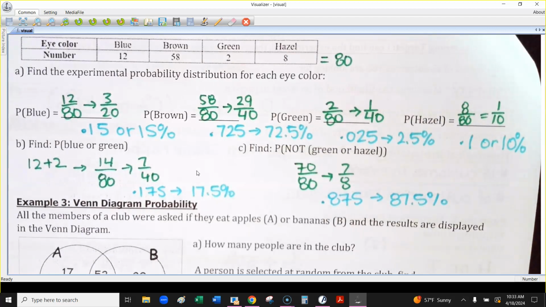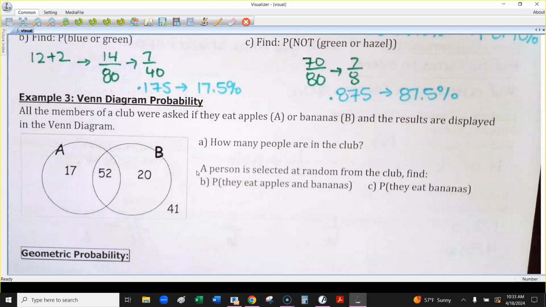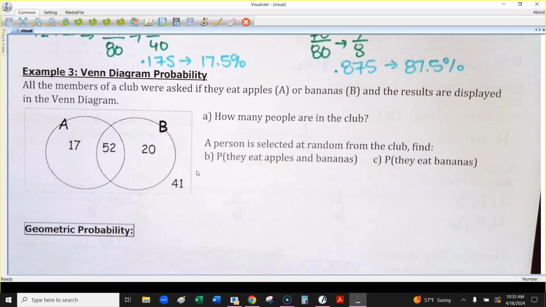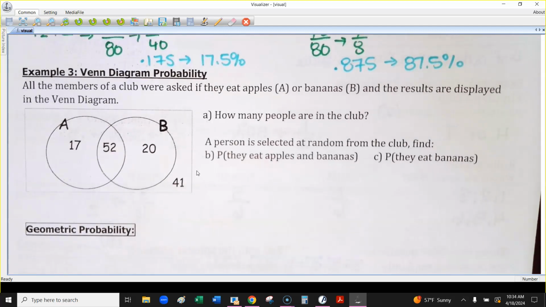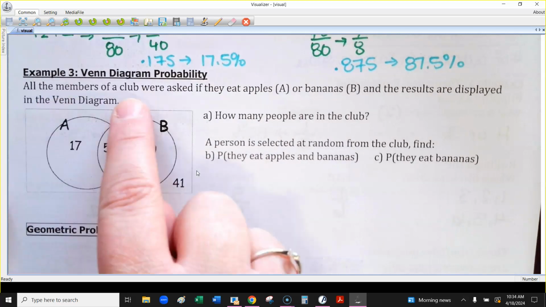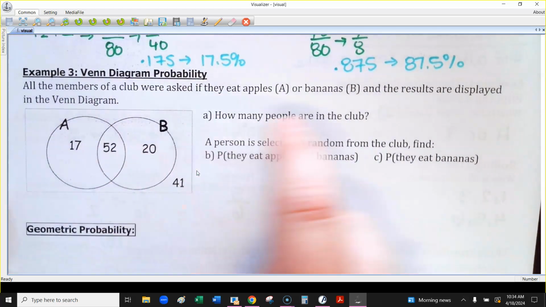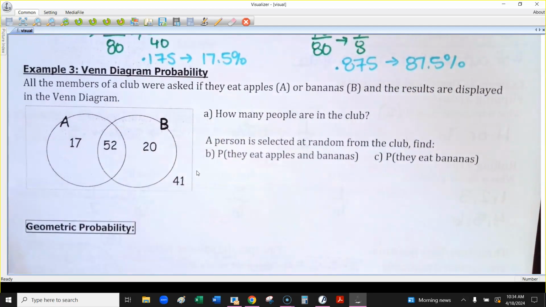Okay, my other question here is sort of along the same lines. This would be basically like data that you have collected, and it's just represented with a Venn diagram. If you haven't seen something like this before, it's just two circles, a little overlap in the middle, and I've got this little number on the outside here. It says all the members of the club were asked if they eat apples, that's the A, the circle on the left side, or bananas, B, that's the circle on the right side. Results are displayed in the Venn diagram.